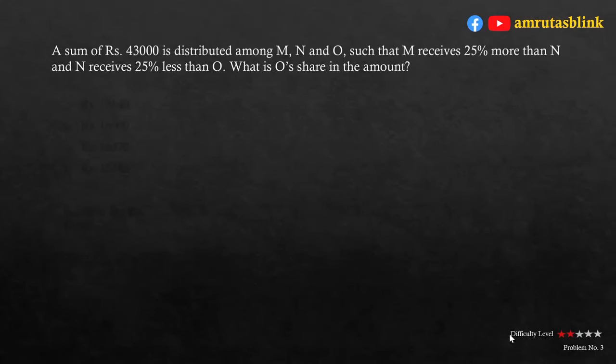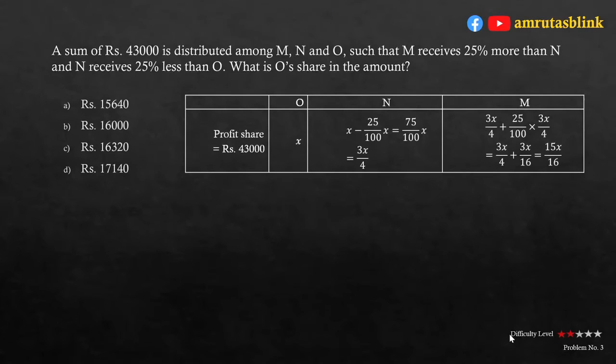We will move to next problem. A sum of rupees 43,000 is distributed among M, N and O such that M receives 25% more than N and N receives 25% less than O. What is O's share in the amount? Rupees 15,640, rupees 16,000, rupees 16,320 and rupees 17,140.